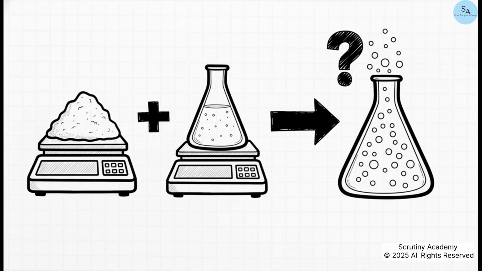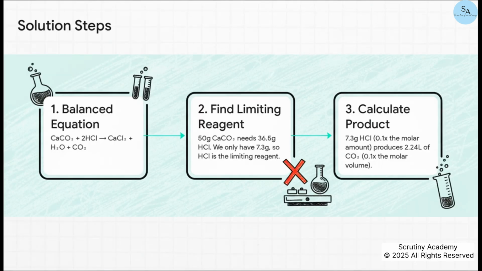A classic exam-style question. I know, it looks a little scary with all the numbers, but let's just break it down. We need to figure out the volume of carbon dioxide we get when 50 grams of calcium carbonate reacts with 7.3 grams of hydrochloric acid. Don't worry, we're going to solve this together. Okay, let's walk through it.